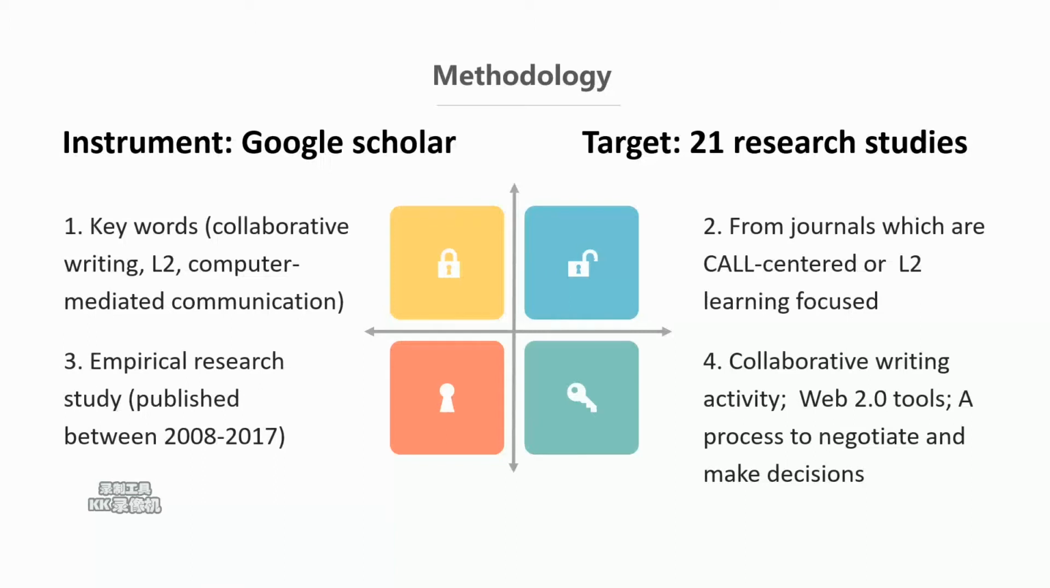First, the keywords for searching are collaborative writing, L2, and computer-mediated communication. Second, these studies should be published in journals specializing in CALL or focusing on L2 learning. Third, they should be empirical studies with publication dates from 2008 to 2017. Finally, in these studies, a collaborative writing activity should be implemented using Web 2.0 tools, and there should be a process for the learners to negotiate and make decisions to form a single online text. By applying these restrictions and criteria, there are totally 21 studies selected.